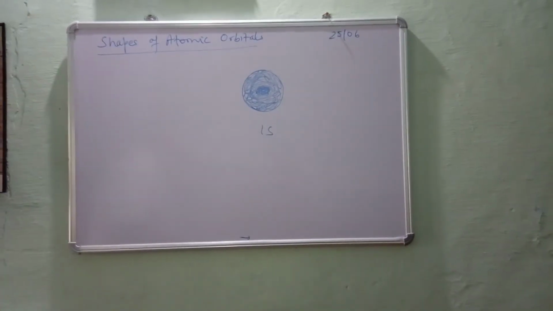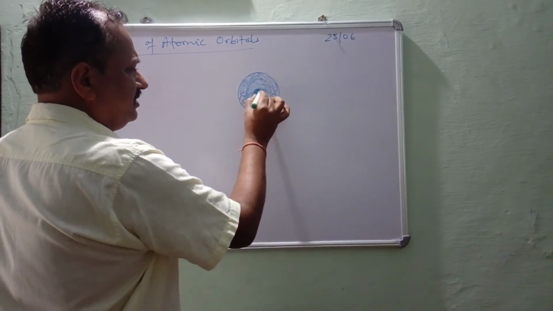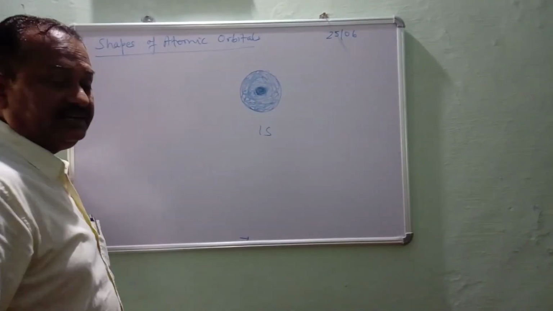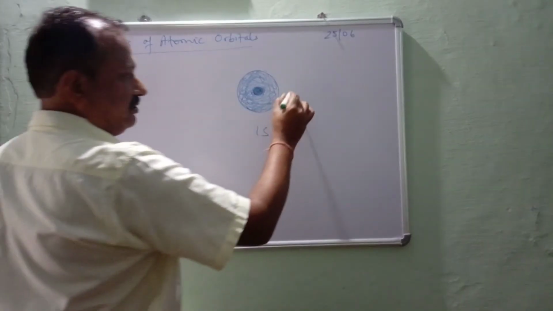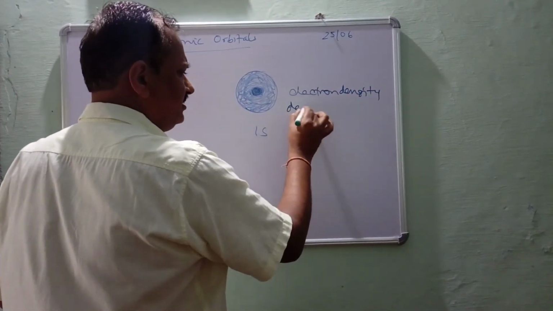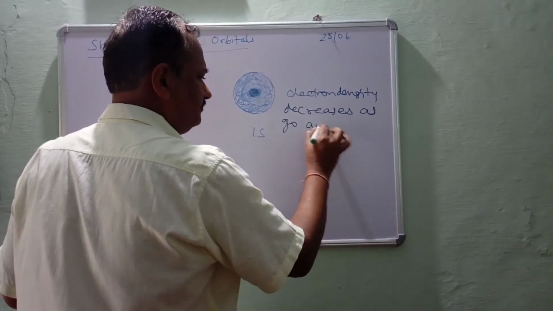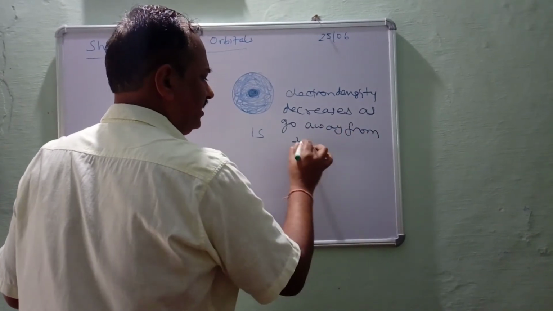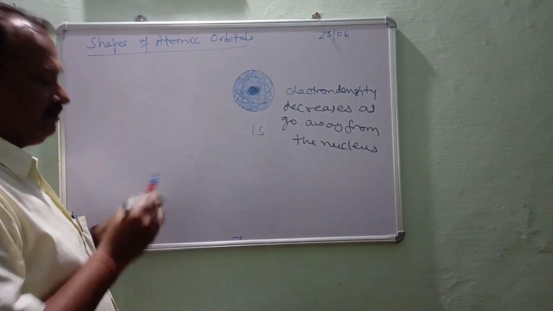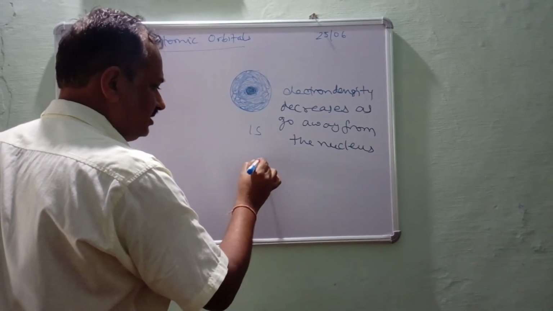Here is the electron density; this is the nucleus. Around the nucleus the electron density is maximum, and as we move away from the nucleus the electron density decreases, but it never becomes equal to 0. Now when we draw the 2s, see how 2s is like this.